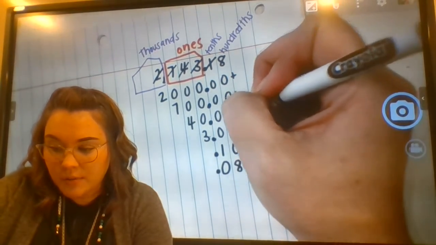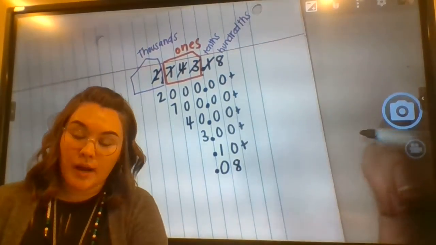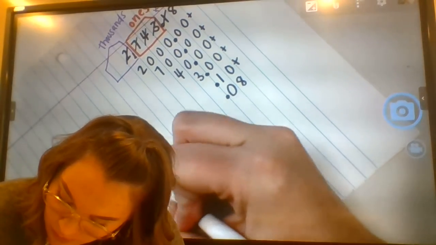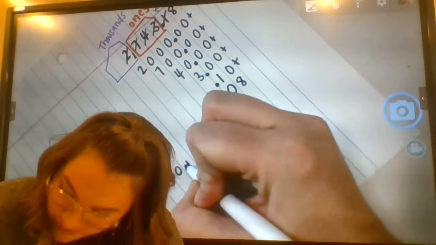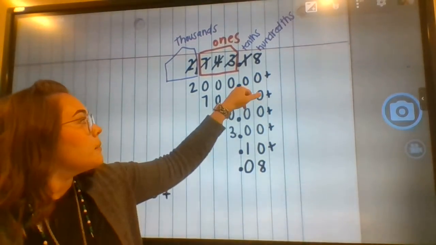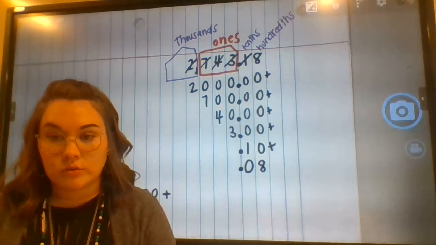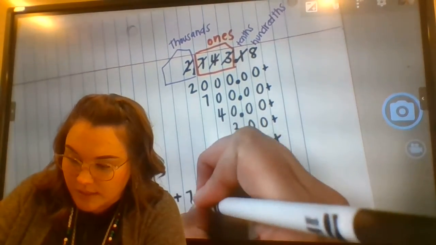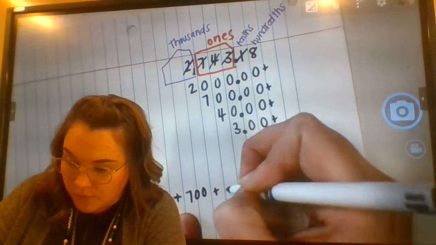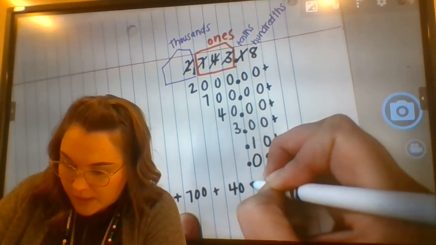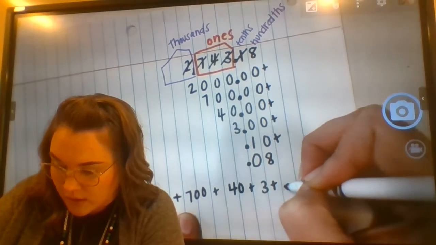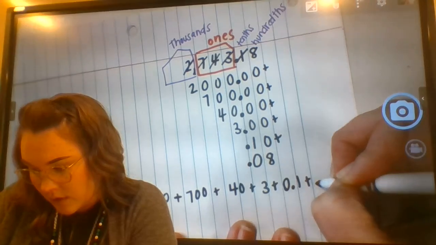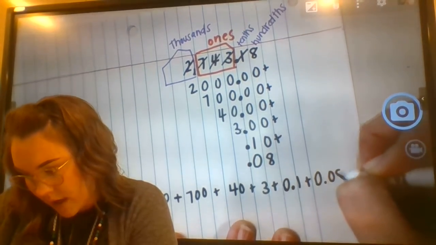So now that we have done this, it is time to write it in sentence form. And that's going to be 2,000. And I'm not going to add those .00 because there's no need to right now. So I'm just going to leave it as 2,000. 2,000 plus 700 plus 40 plus 3 plus 1/10 plus 8 hundredths.